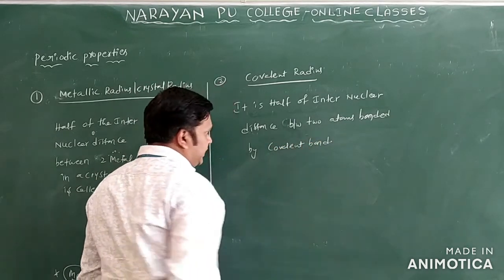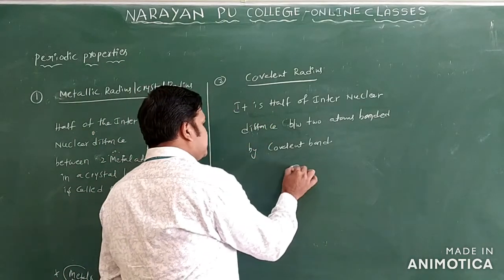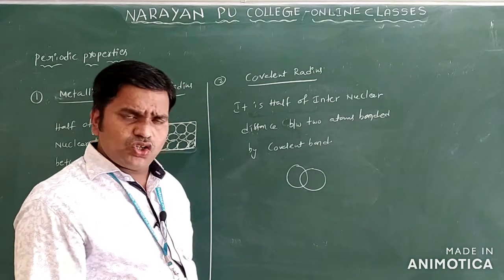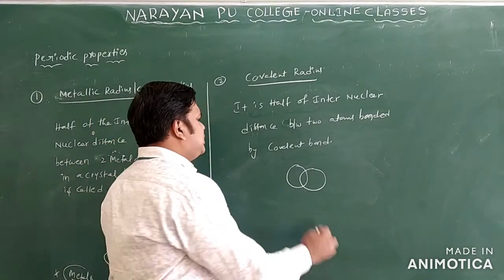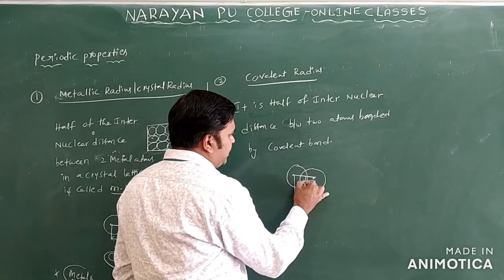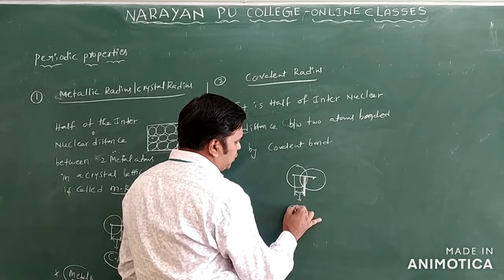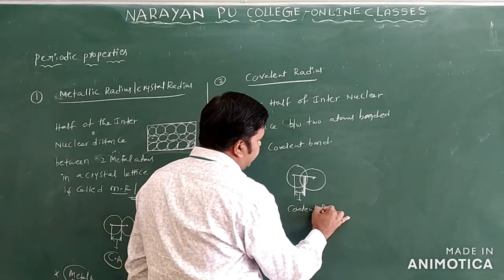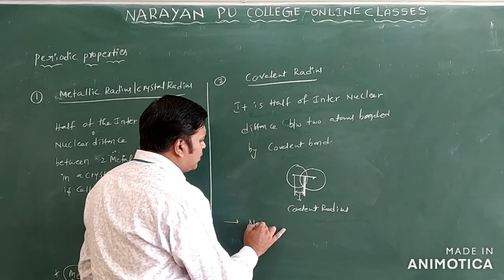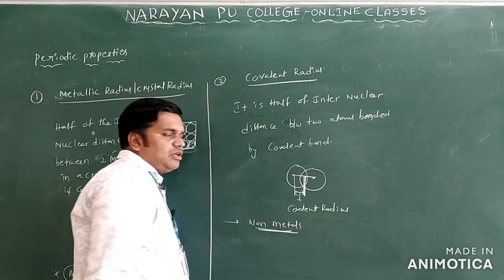So what are we calling this? Covalent radius only. So these are the two atoms. What bond is there? It is a covalent bond. This is the center of the nucleus; if you take the distance from here to here, this we are calling covalent radius only. Covalent radius is generally used for non-metals only.